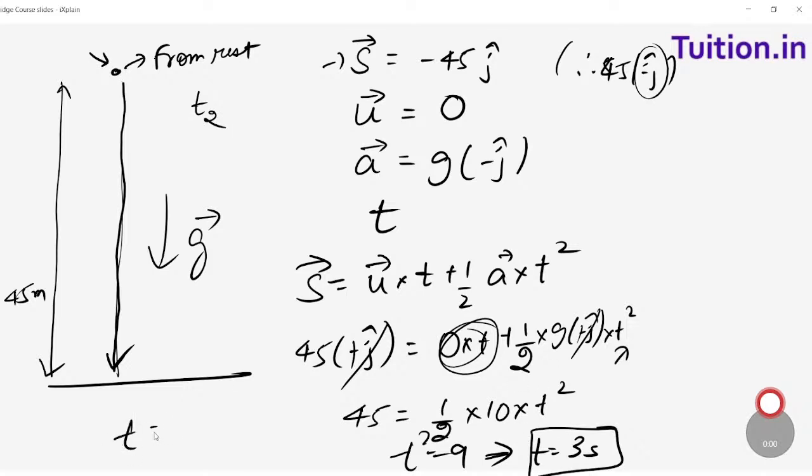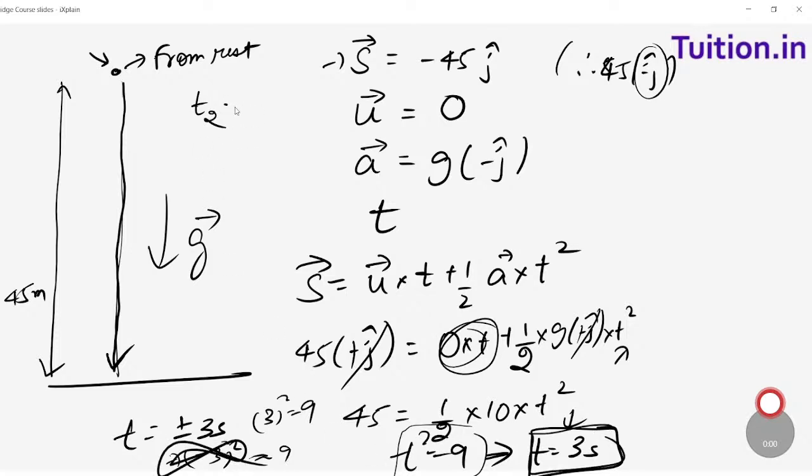Actually you should say t is equal to plus or minus 3 seconds, because when you square minus 3 you will get 9, and when you square 3 you will get 9, which means whenever you have the equation t square equal to 9, t can be both 3 and minus 3, but time can't be negative, right? That's why we neglect this minus 3 and we only take the positive value. So we know that t2 is 3 seconds now, correct?